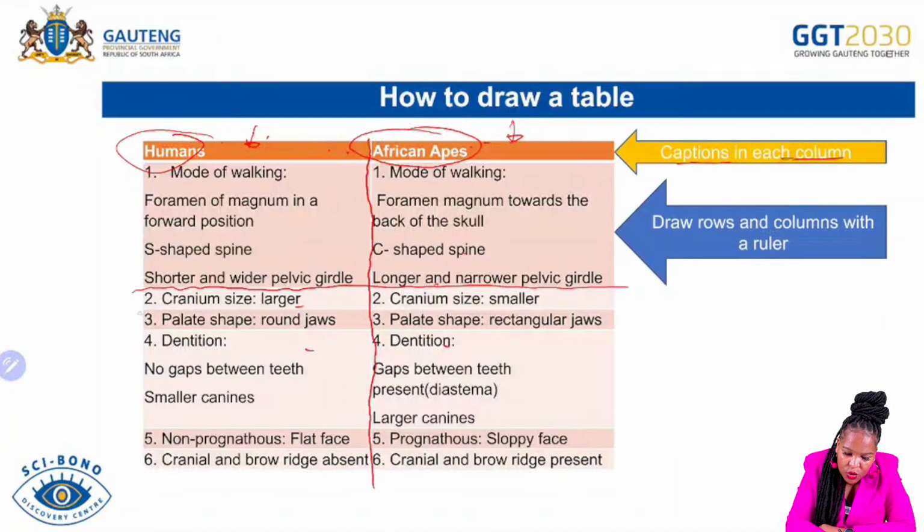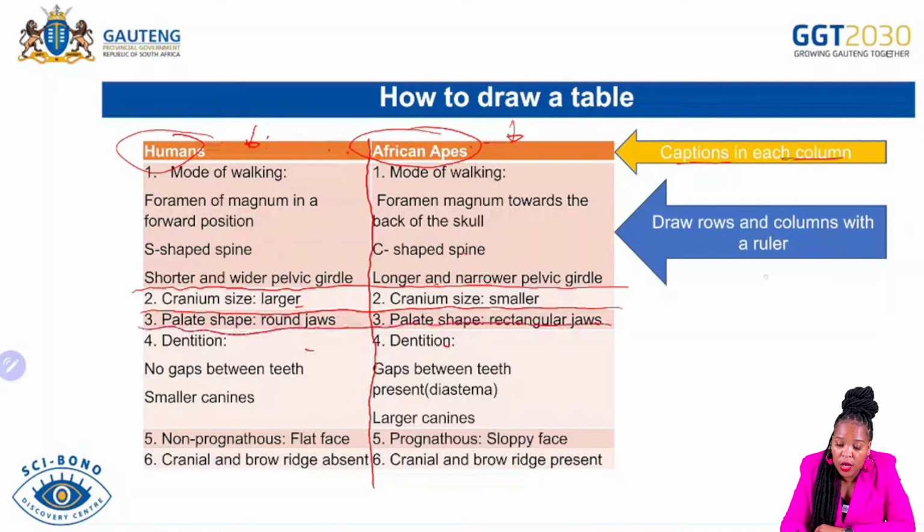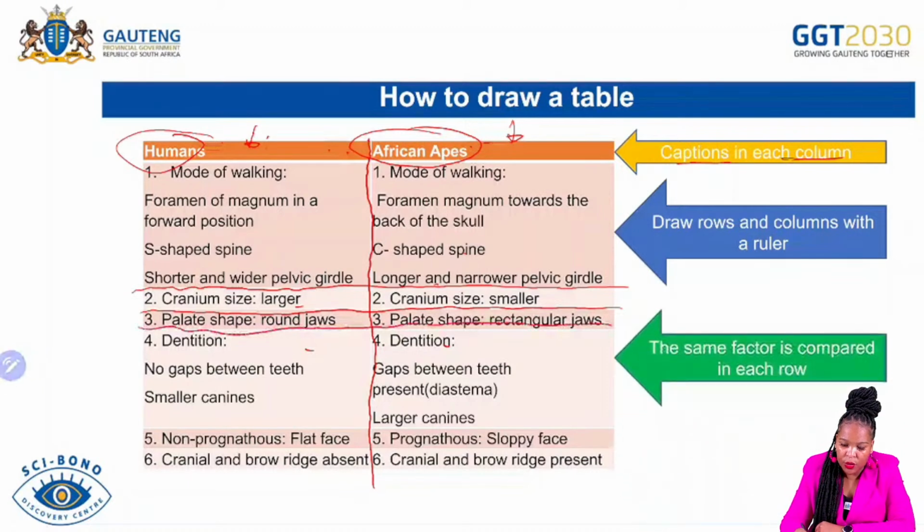So this was just row 1, row 2, row 3. Take your ruler to draw those. Don't let us see an imaginary table there, because then it is not a table if it does not have the lines for the rows and the columns.